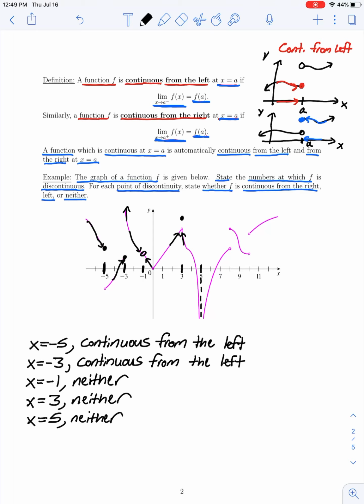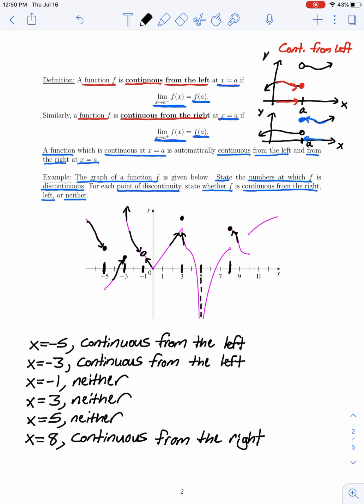Now for our next value of x, we have a discontinuity at x equals 8. And we see that at 8, our function is defined, and the right-hand limit of our function as we approach x equals 8 is equal to the value assigned to the function at that point. So here we have a function which is not continuous, but is continuous from the right at x equals 8.